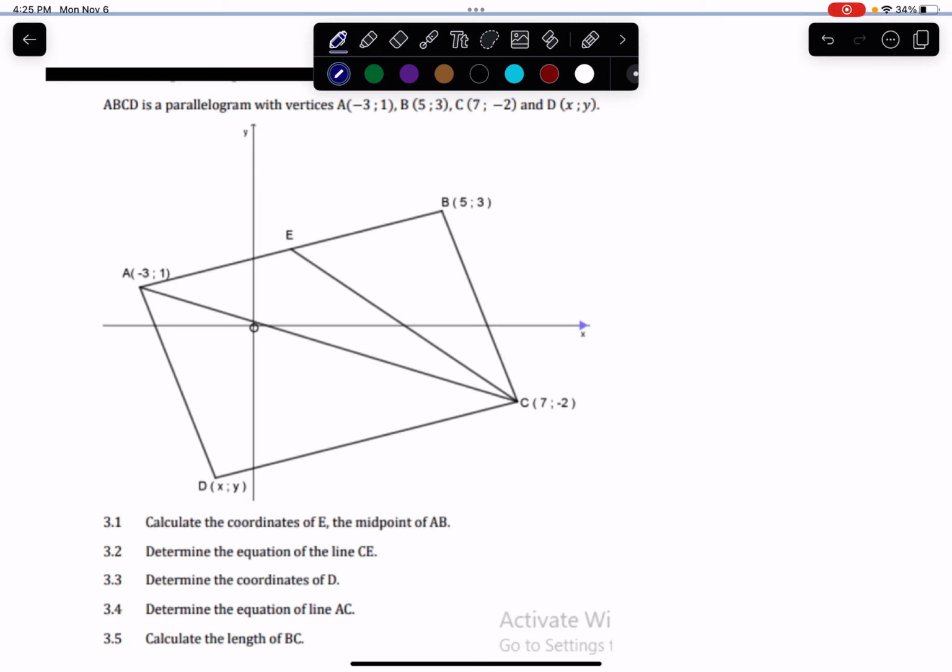Let's see if we can figure out all this stuff here. So we got our parallelogram. We're given the vertices, and we're not given that last vertex. But by definition of parallelogram, this side is parallel to this one, and this side is parallel with this one. Okay. So anyways, let's calculate the coordinates of E right here, the midpoint of AB.